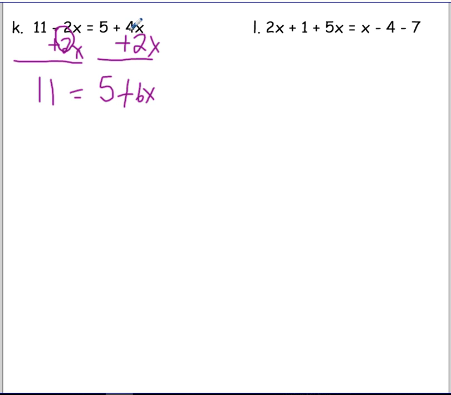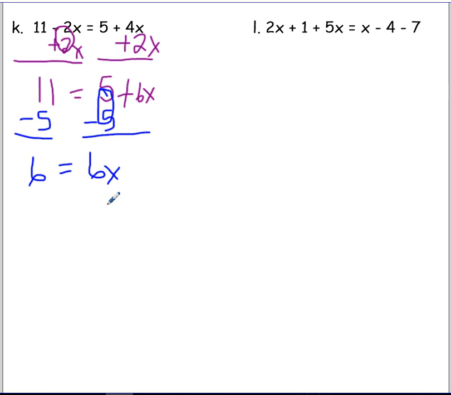Now, since the x's went right, the constants need to go left, and so 5 needs to move. It's a positive 5, so we'll subtract it off. And so on the left-hand side, we have to subtract 5 as well. And on the right-hand side, 11 minus 5 leaves us 6. 5 minus 5 was our 0, so we'll leave that off. And we're left with plus 6x, or a positive 6x.